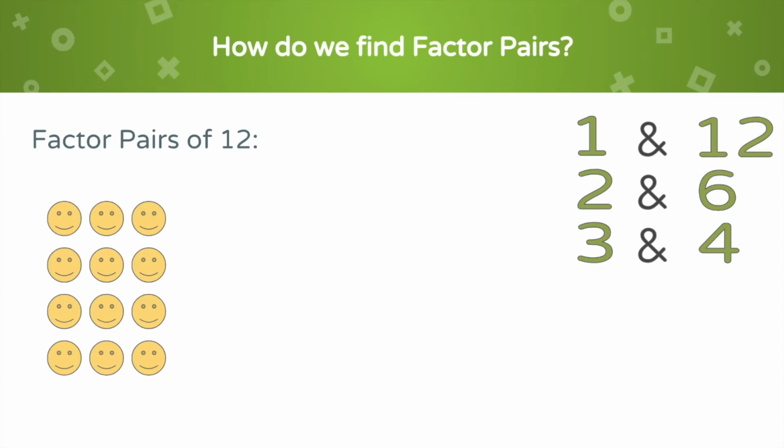So what did we discover? 12 has 3 pairs of factors. There's a total of 6 factors: 1, 2, 3, 4, 5, 6 factors, but 3 factor pairs.